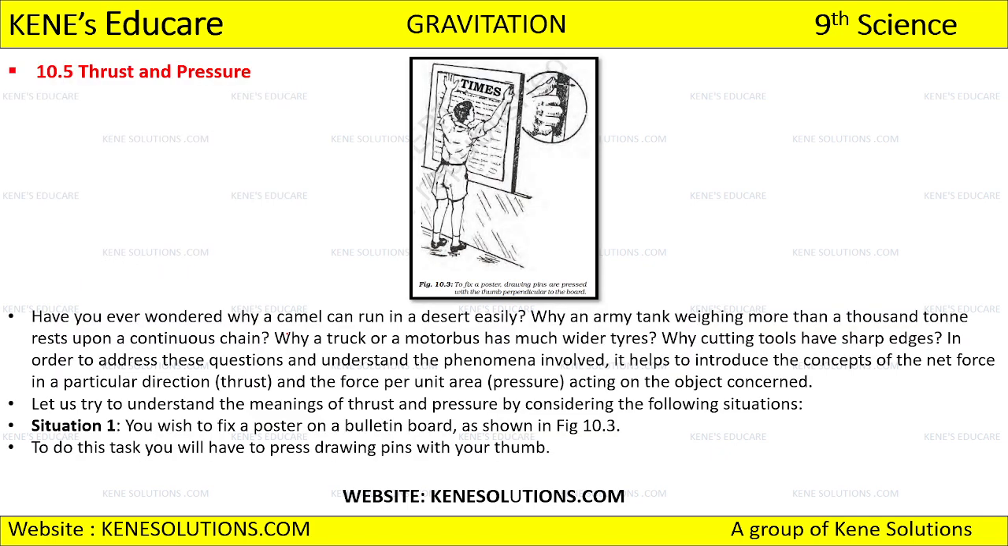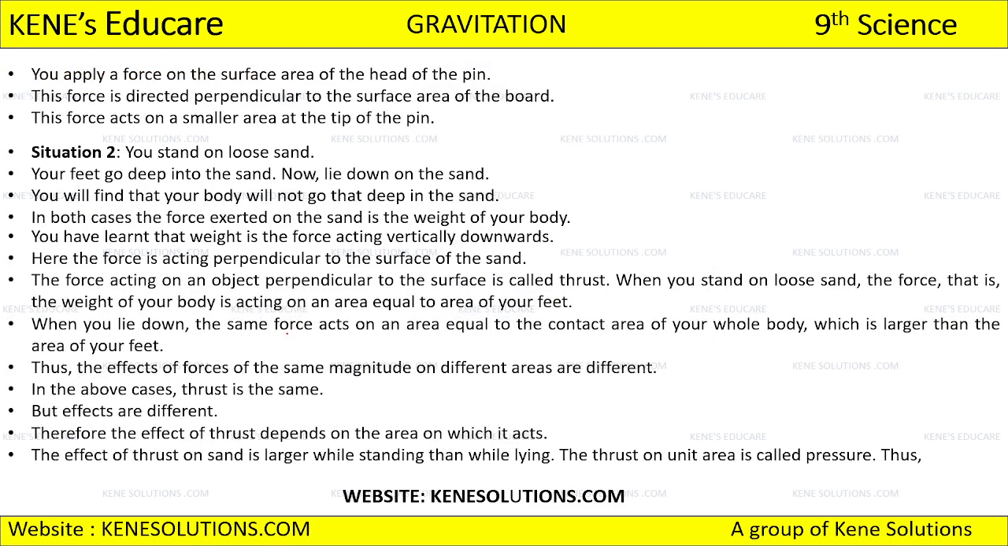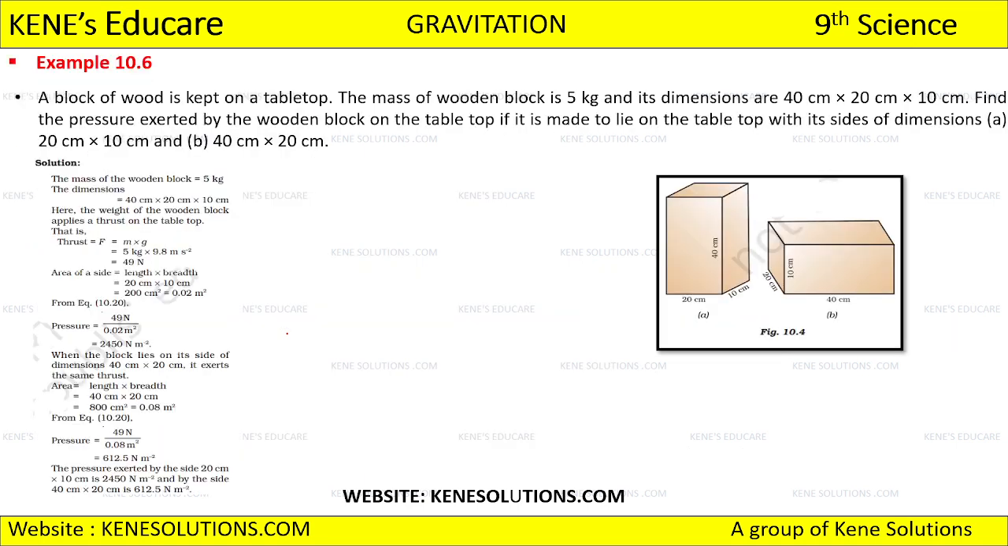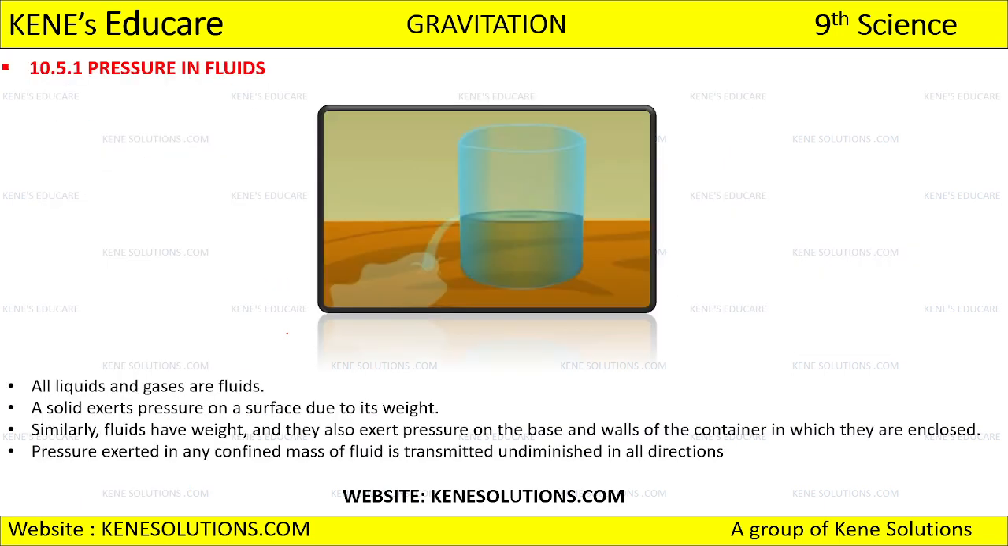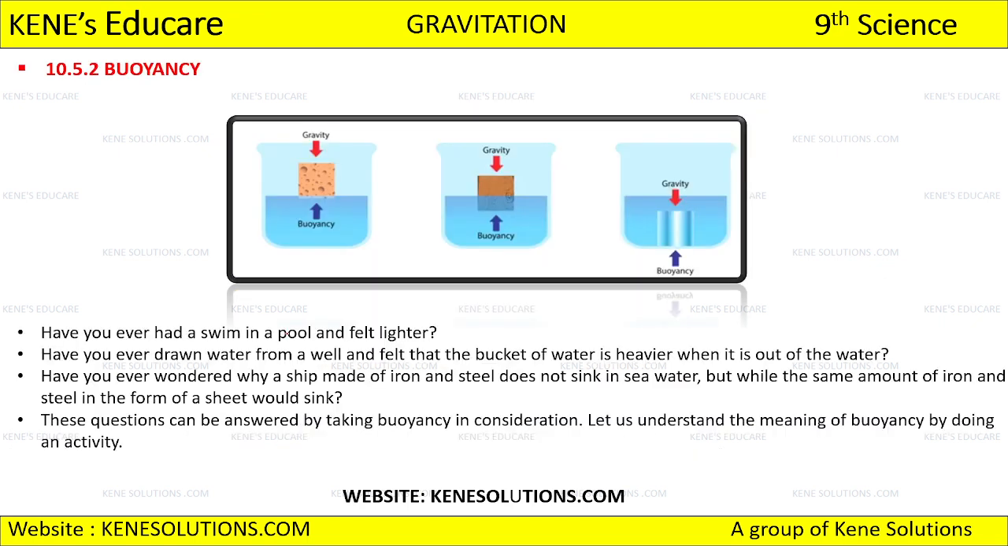After that we have another concept, thrust and pressure. We'll be discussing that in detail, what exactly thrust and pressure are. There are two different situations through which thrust and pressure have been explained. And then we will also do example 10.6 in detail. Then we have pressure in fluids to discuss in detail. After discussing pressure in fluids, we will discuss buoyancy, what exactly it is, through different examples.